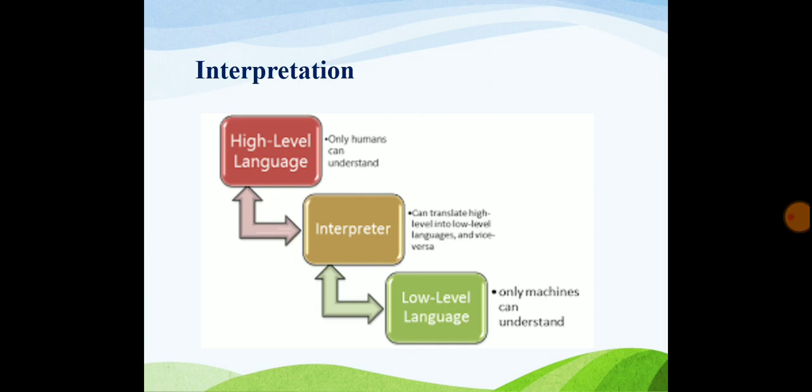The languages which follow the compilation method are called compiled languages. For example, we have C, C++, etc. These are all compiled languages, where the compilation method is used to convert the program written in these languages to machine language. And the high level languages which follow the interpretation method are called interpreted languages. For example, we have Python, and Python is an interpreted language.